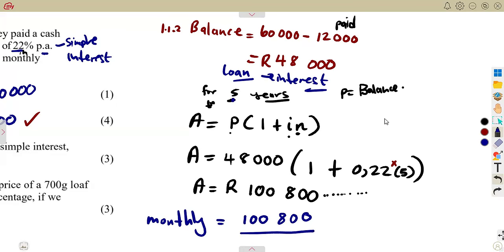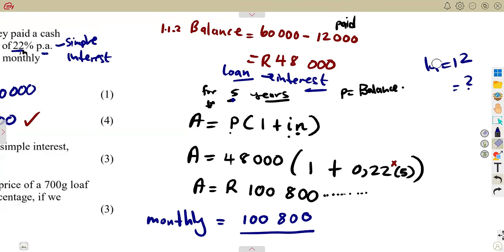So 5 years, it's how many months? That's 5 times 12. Remember, in a year, we've got 12 months. But these are 5 years. In 1 year, we've got 12 months. So what about in 5 years? We have to multiply to get the number of months.